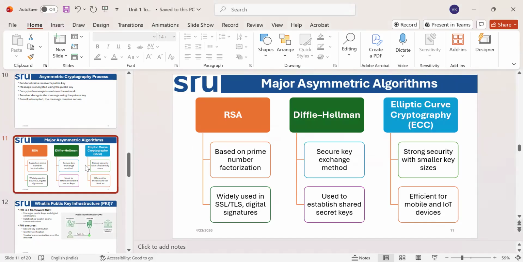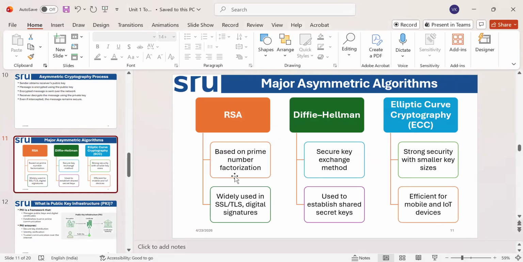Major asymmetric algorithms. Now if the process goes, there should be some algorithm behind it. So RSA, Diffie-Hellman algorithm, and we can talk about elliptic curve cryptography.